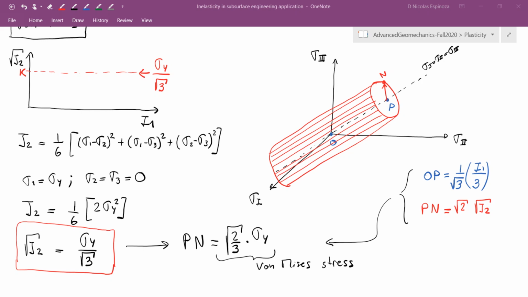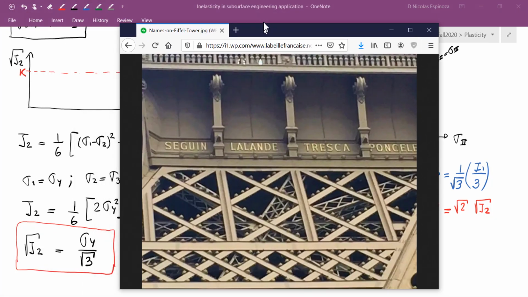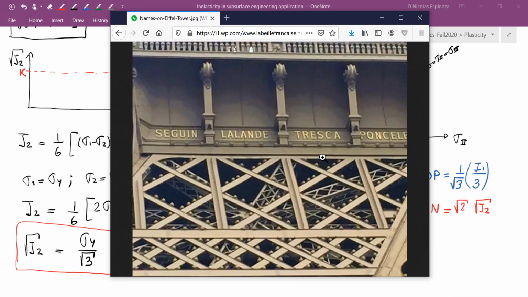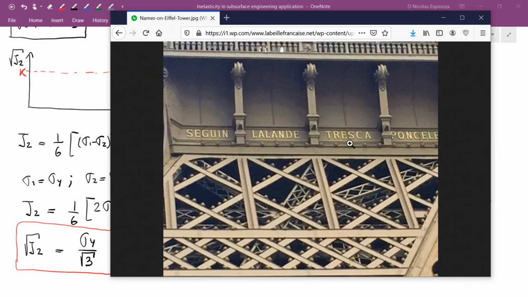And the other thing that I wanted to share with you is this. If you ever go to Paris, and most likely you're going to go and watch the Eiffel Tower, just pay attention that there are several names around the tower. And you will find von Mises, you will find Tresca, you will find Poisson, and you will find Navier, and many of the names of the people that have made or have established the basis of continuum mechanics.